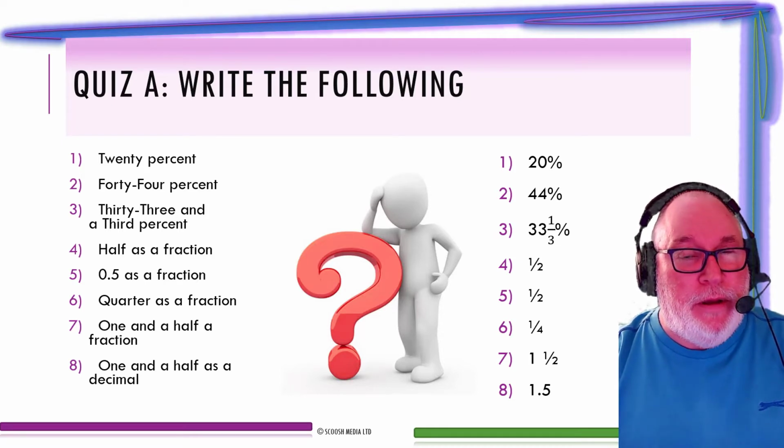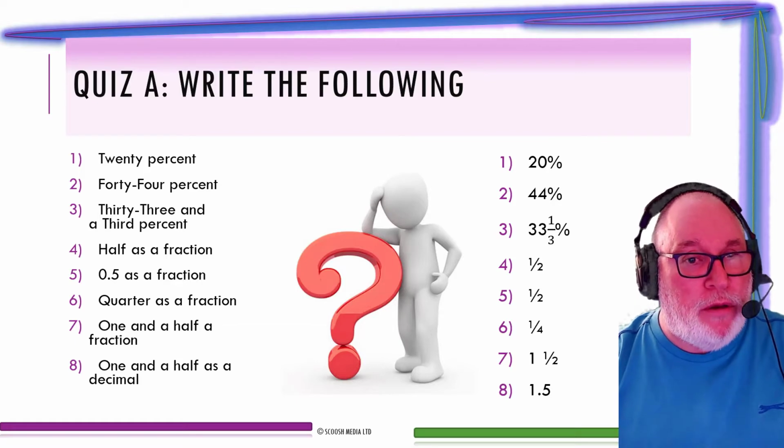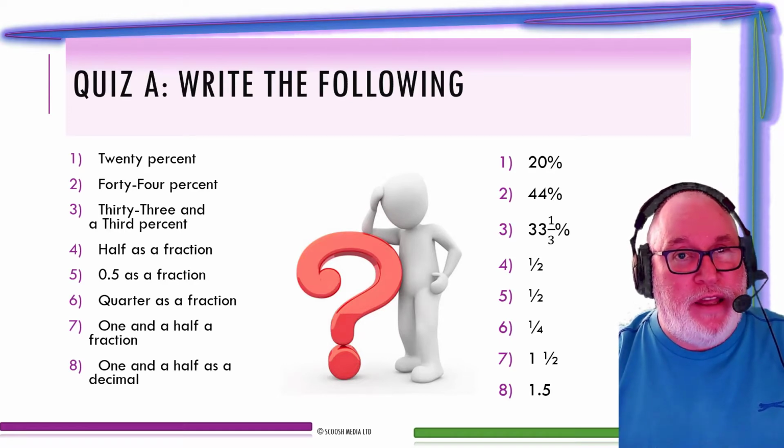Right. That was 1 point for each one. And then you can add everything up at the end. And we'll see if you get a prize. So you could have got a total of 8 there.